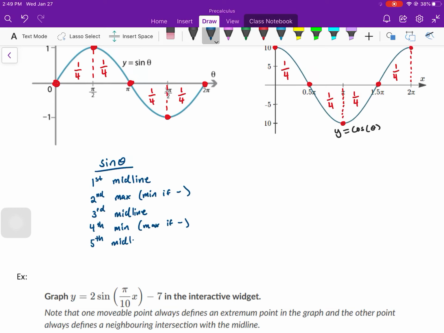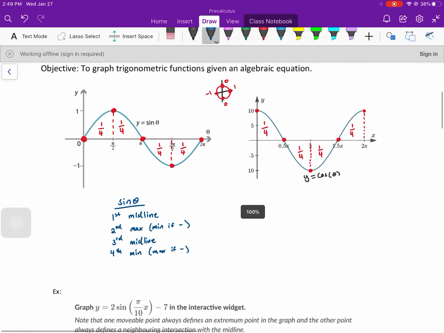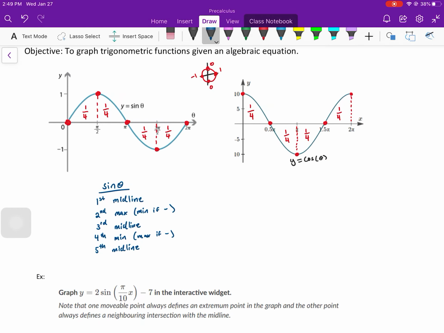Then back to the midline. And that's just going right through the unit circle. That's what's going on. For cosine, first is the max, min if negative.